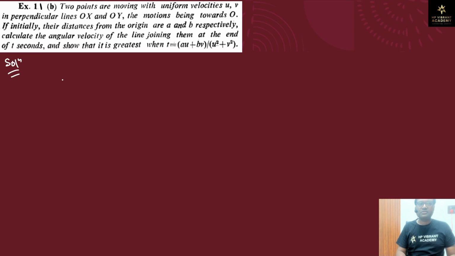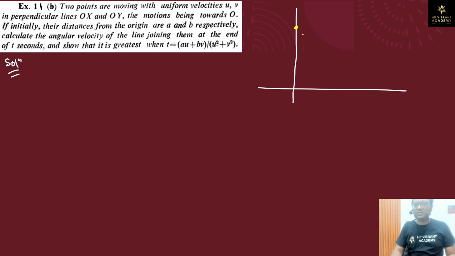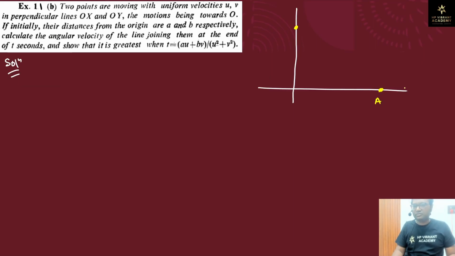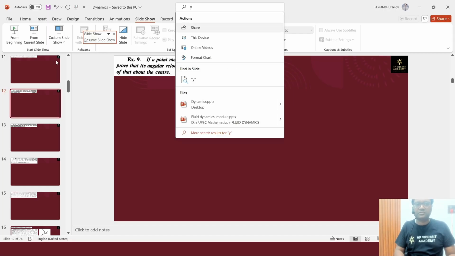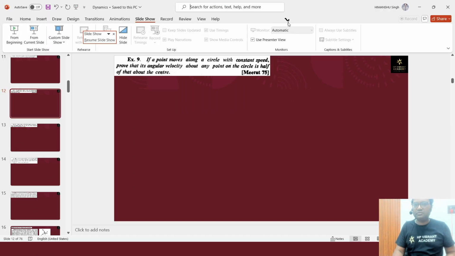Let us discuss question number 11b. How can we solve this? The 2 points are moving with a uniform velocity. Let us draw the axes first. We have 2 points here, this is A and this is B. This is our x-axis and this is our y-axis.